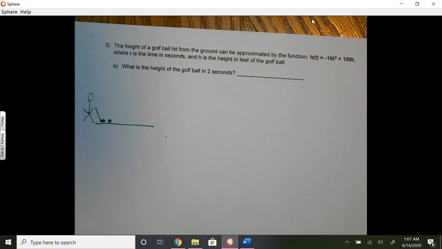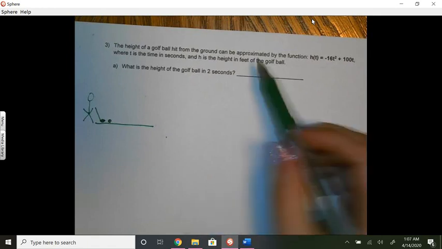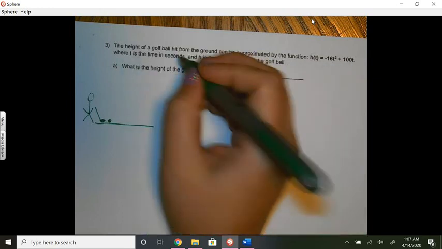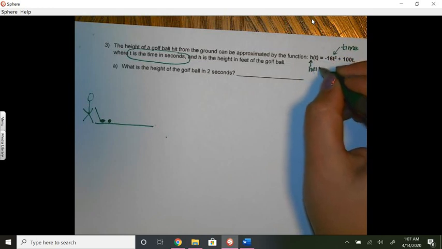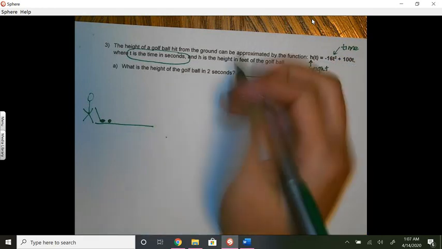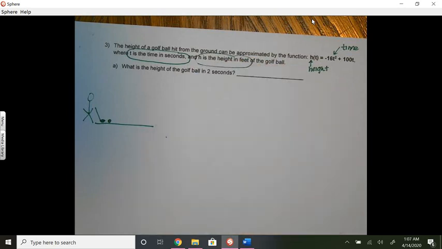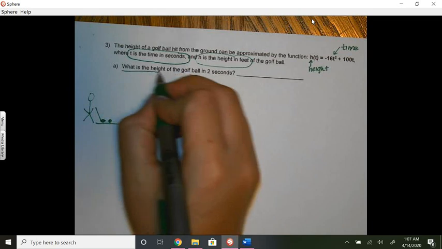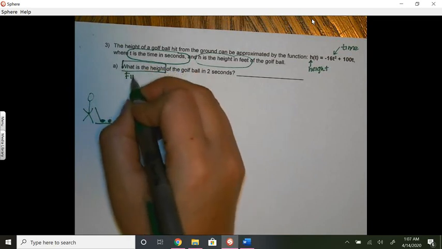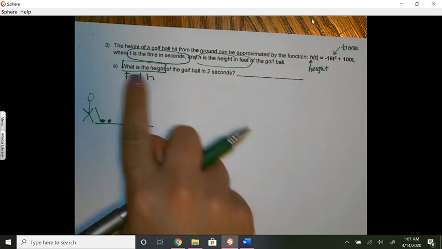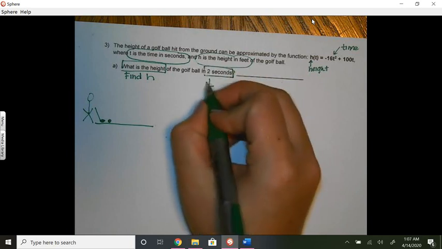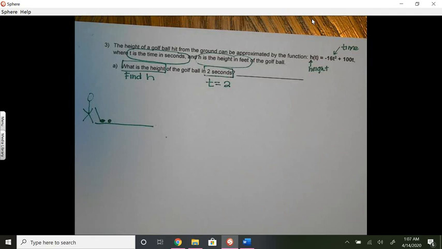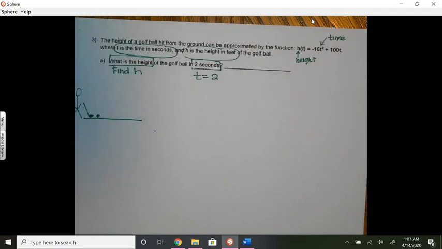It says the height of a golf ball hit from the ground can be approximated by this function, where t is the time. So we know that t is the time, so then the h here must be the height in feet of the golf ball. It asks, what is the height? So that means I'm going to find h. It says, what is the height of the golf ball in 2 seconds? So they gave me the time. Time is 2.